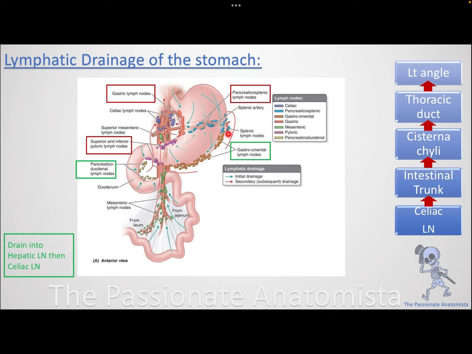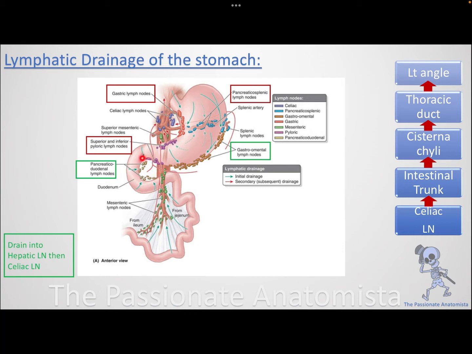All right. And at the greater curvature, remember that the name of the artery here, you guys, in the stomach video, was the gastro-omental. Remember that we have left and right gastro-omental arteries. So we have the same name of the lymph nodes at the greater curvature. All right. And then at the pyloric region, I have lymph nodes that are called superior and inferior pyloric lymph nodes. And then I have a group of lymph nodes here.